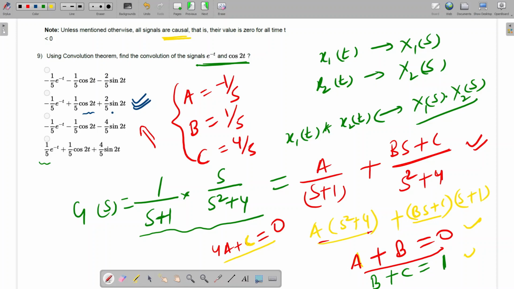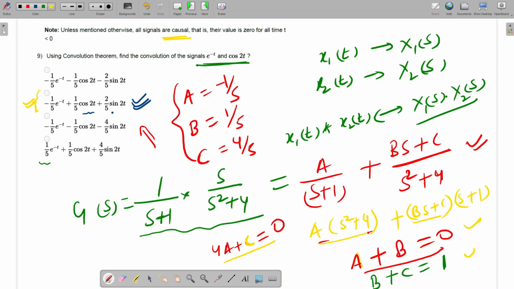Hello? Am I audible? So C is 4 by 5 now, sir. Okay. C should be 4 by 5. And the third option may be correct. Maybe there is some ambiguity in the question.